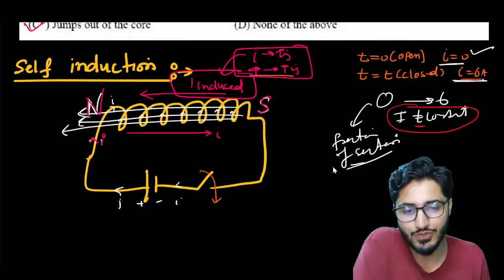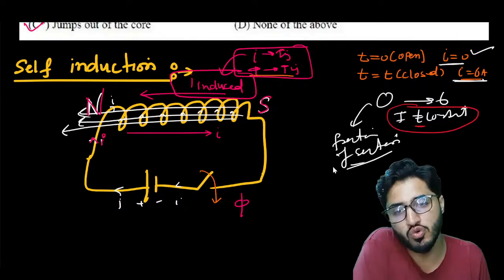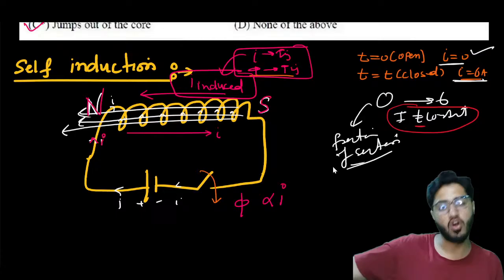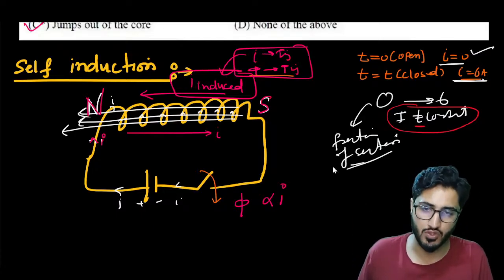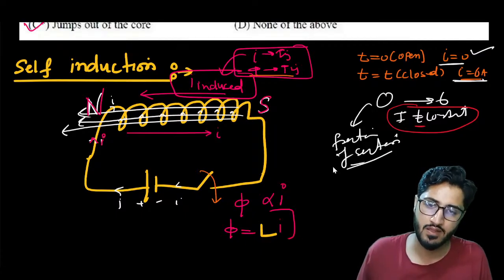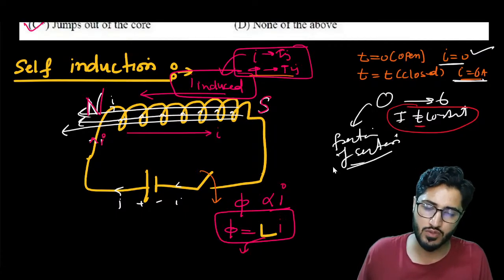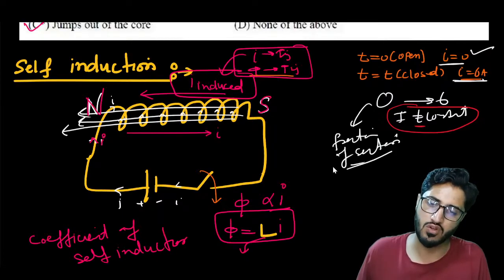That means the flux which is changing in this loop is proportional to the current. Large change in current, large flux. More change in current, more flux. So look, here is a proportionality sign. So we can write phi equals a constant known as L times I. This L is known as the coefficient of self-induction.